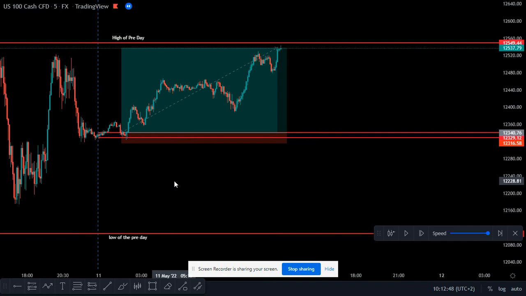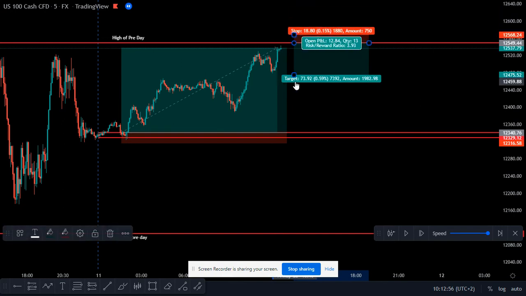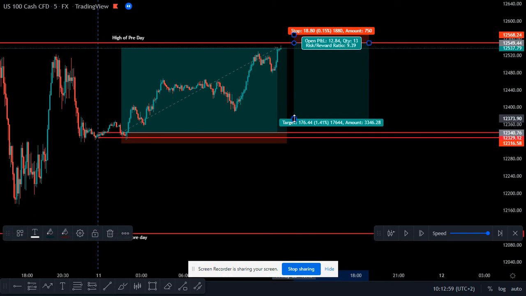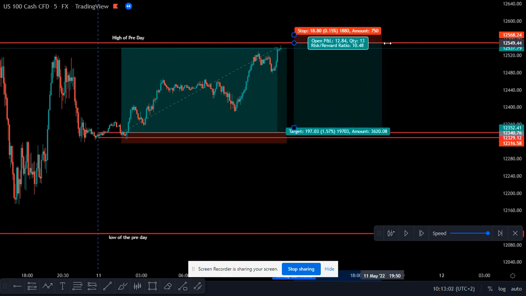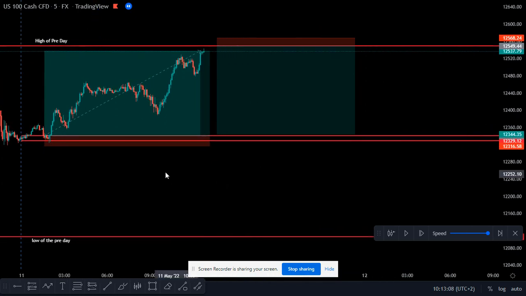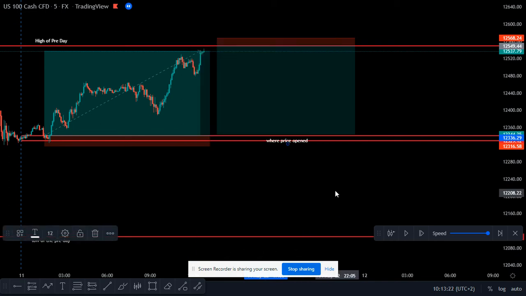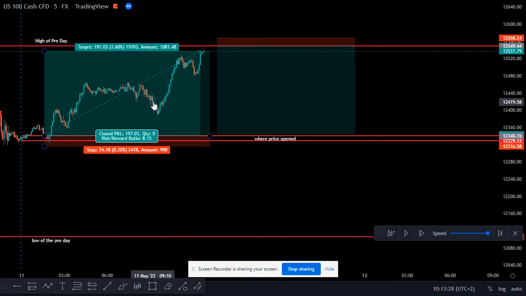Now because our take profit is hit, we can take a sell at our previous high, because we know it's going to come, like it was just coming to retest the previous day high. Then we take our take profit just close to where it opened. So this is where price opened. Let me name this so you can understand. Where price opened. So this trade would be successful.